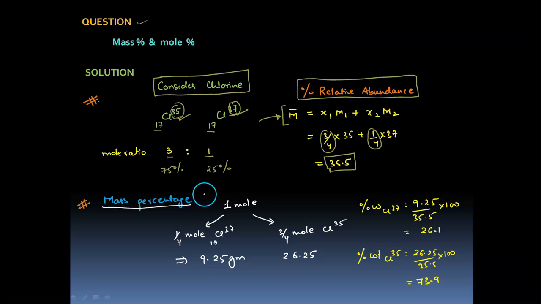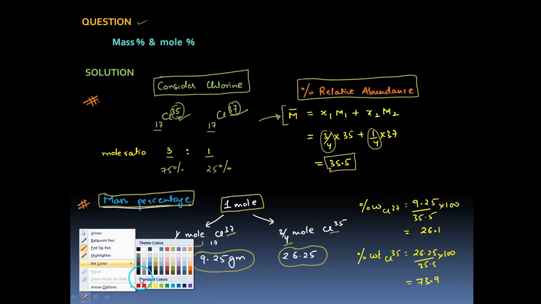However, if we were to find the mass percentage, then we will have to convert their moles into respective masses. For example, I told you that 1 mole consists of 1/4 mole of chlorine 37 and 3/4 mole of chlorine 35. So let us find their weights. 1 mole would weigh 37, therefore 1/4 mole is going to weigh how much? 9.25 grams. Similarly for Cl35 it would be 26.25, right? So these are the weights, right?